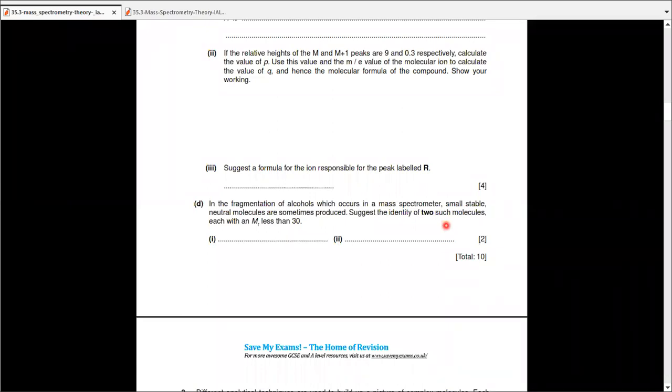Part 2. If the relative heights of the M and M plus 1 peaks are 9 and 0.3 respectively, calculate the value of P, use this value and the m/e value of the molecular ion to calculate the value of Q, and hence the molecular formula of the compound. Show your working.